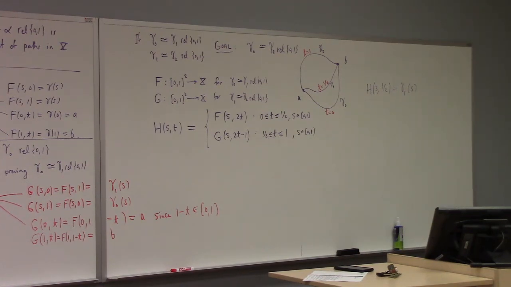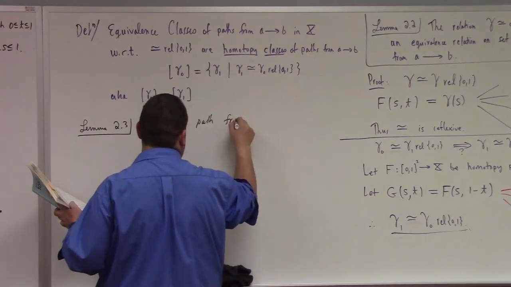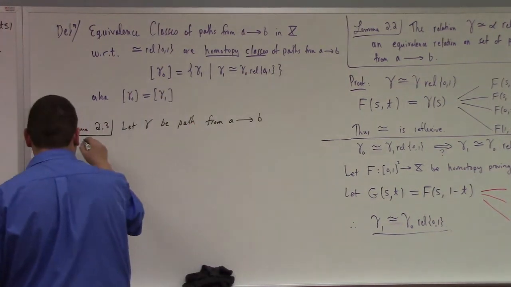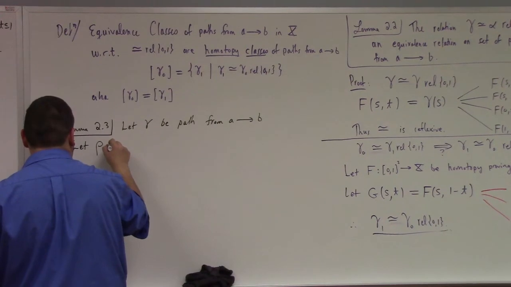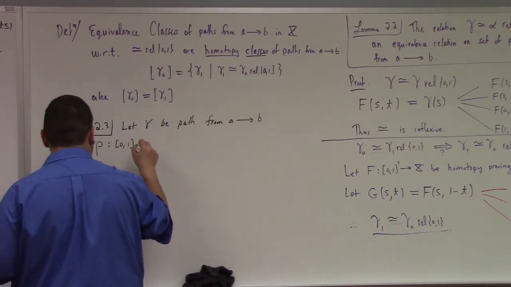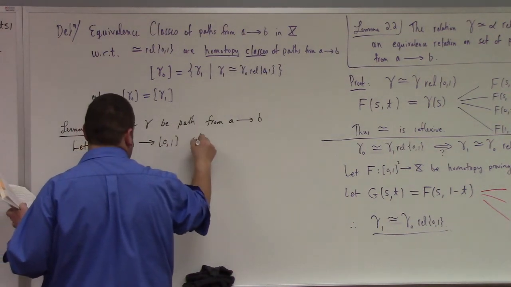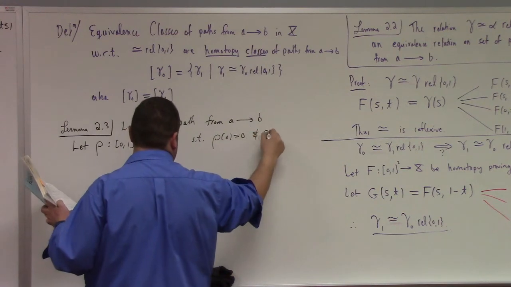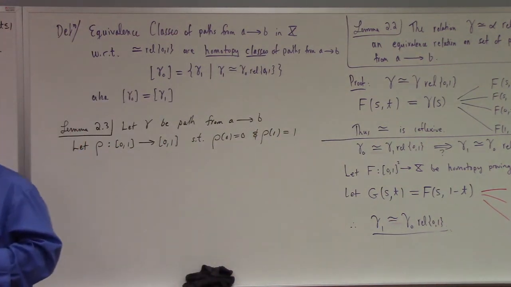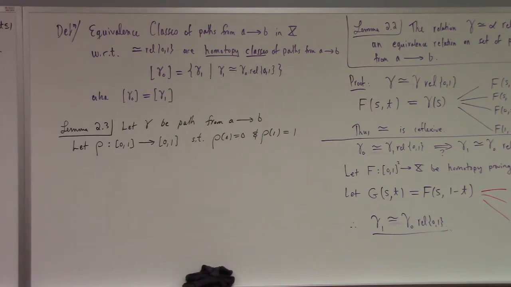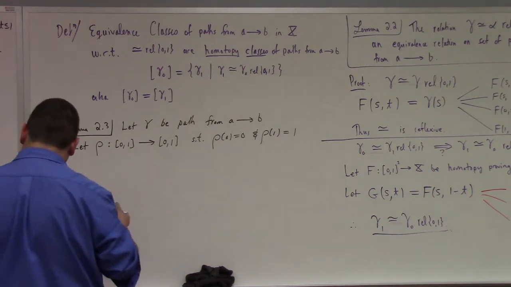Lemma 2.3. Let gamma be a path from A to B, and let rho be any map from [0,1] to [0,1] such that rho of 0 is 0 and rho of 1 is 1. In other words, rho is a reparameterization of [0,1]. That's what that is.